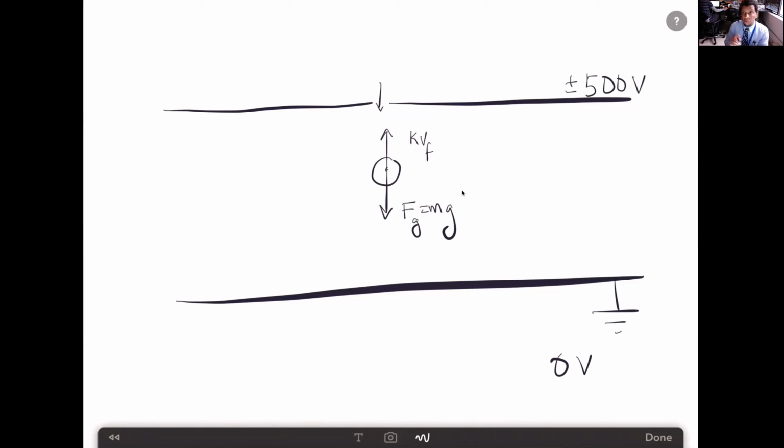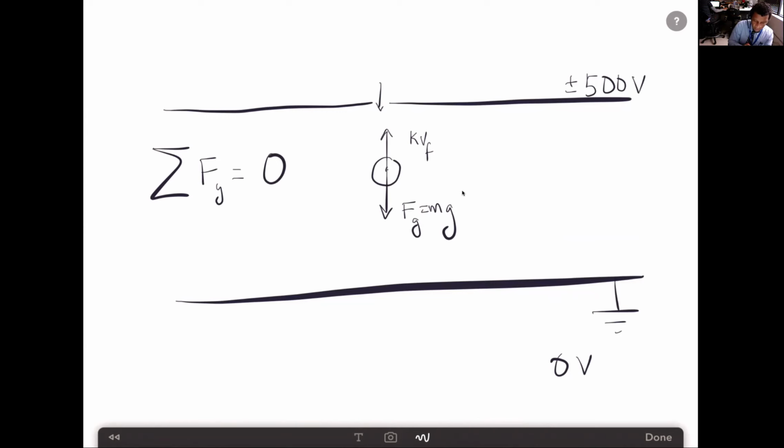We're going to use Newton's second law. Isn't that powerful? Newton's second law in the y direction is going to have to equal 0. We don't want it when this thing is accelerating. We only want this oil droplet when it is moving at terminal velocity.